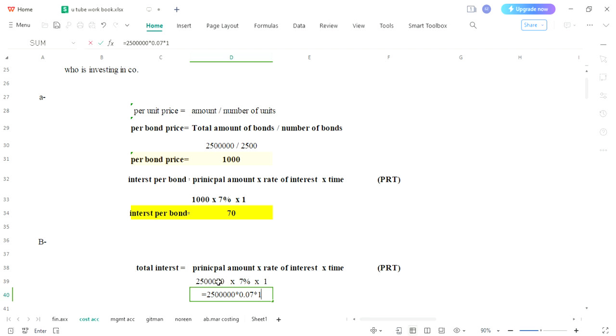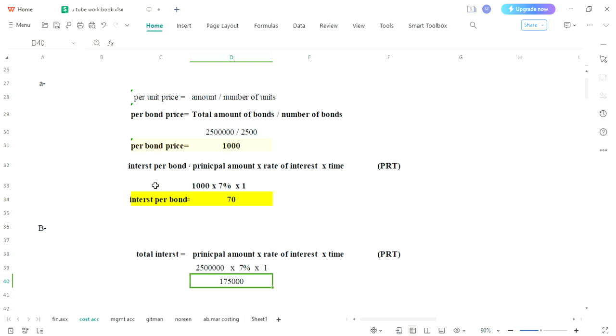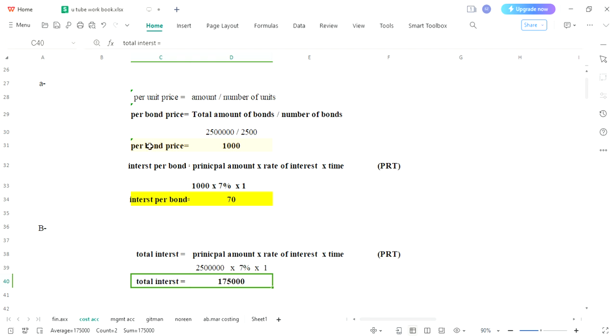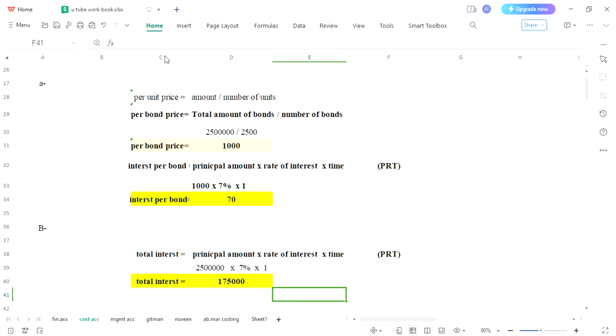Please note it down. Total amount you have taken to calculate total interest, per bond price you have taken to calculate interest per bond. The statement is completed, so you have calculated total interest. Let's highlight it and mark it as completed. So B part answer is 1,75,000, A part answer is only 70, interest per bond. So there can be an alternate method as well.